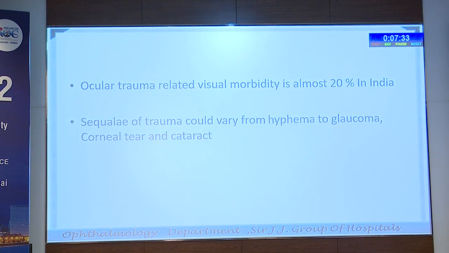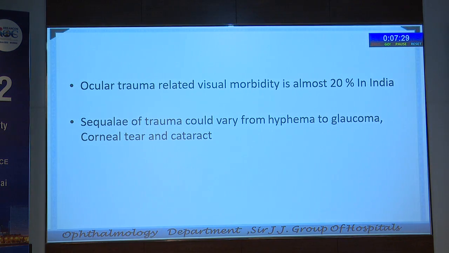Now see, the ocular trauma related to the visual morbidity is almost 20% in India. And sequelae of the trauma could vary from the hyphema to the glaucoma to the corneal tear to the cataract. So I think you have seen all these types of injuries and how to manage.